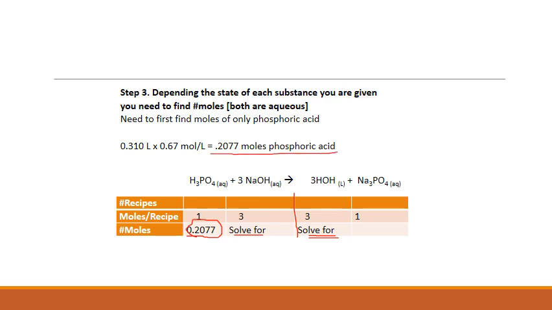How many moles of phosphoric acid is there? Change the milliliters to liters, dividing by 1,000. Change big M to moles per liter, then liters times moles per liter will give me moles. That's how many moles of phosphoric acid you have. Now we're going to find out how many recipes.